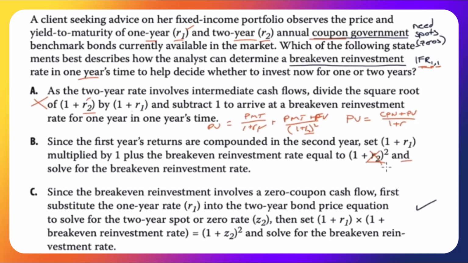It's not a spot rate. It's a yield to maturity. So we can get rid of B. Since the break-even reinvestment rate involves a zero coupon cash flow, first substitute the 1-year rate, R1, into the 2-year bond price equation to solve for the 2-year spot or zero rate Z2, which is what we're doing up here. Then set 1 plus R1 times 1 plus the break-even reinvestment rate equal to 1 plus Z2 squared, and Z implying that we have a zero rate and not a yield to maturity. That is exactly how you would do it.